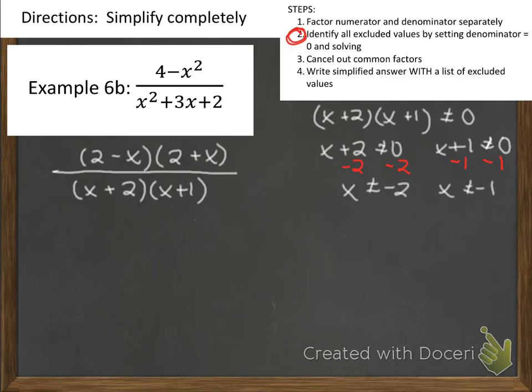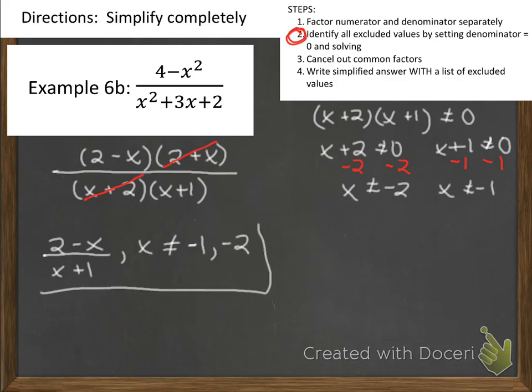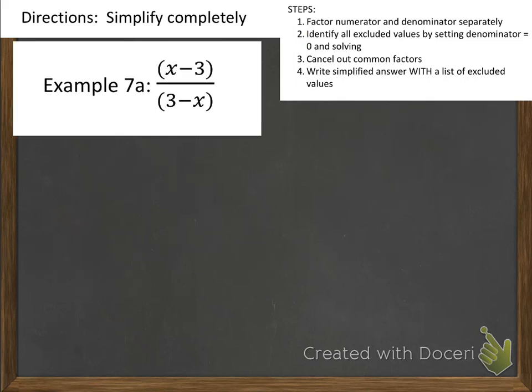Okay, come back to our factored expression. Notice that 2 plus x and x plus 2, they're the same, right? Because addition is commutative, so those cancel out. So our final answer is 2 minus x divided by x plus 1, right, with the restrictions that x cannot be equal to negative 1 or negative 2. And that would be our final answer. Okay. All right, let's look at this one.